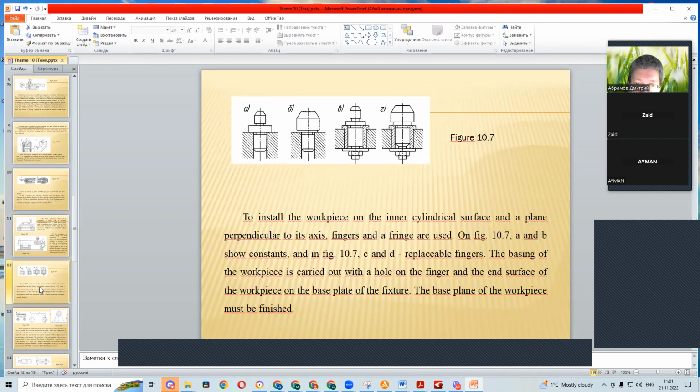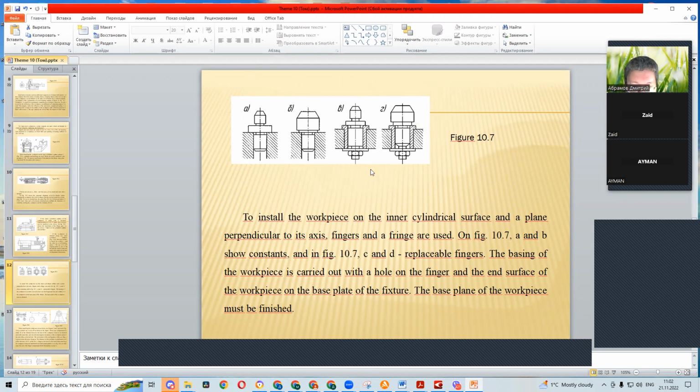To install the workpiece on the inner cylindrical surface and a plane perpendicular to its axis, fingers are used. On figure 10.7, A and B show constant fingers, and in figure 10.7, C and D replaceable fingers. It's constant fingers and replaceable fingers.